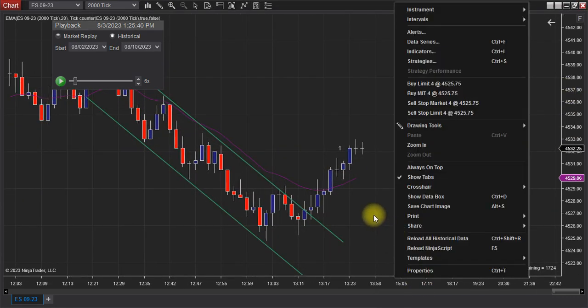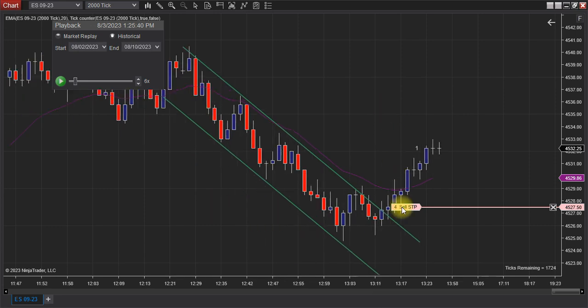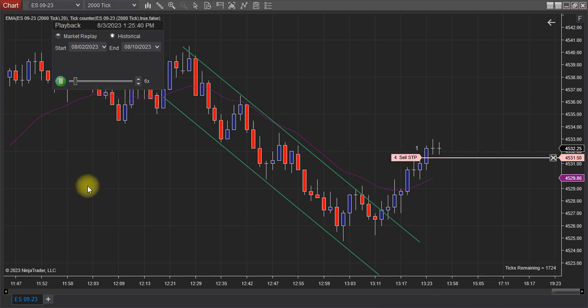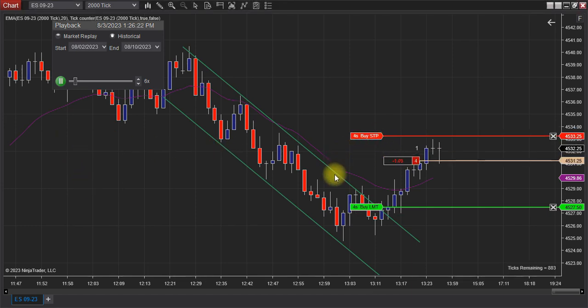But just for the sake of an example, I'm going to right click. We're going to click Sell Stop Market. And then we're going to take our order and put it one tick below the current low. And we're just going to let it play. Let's see if we get filled. We do get filled. Stop loss here, one tick above.